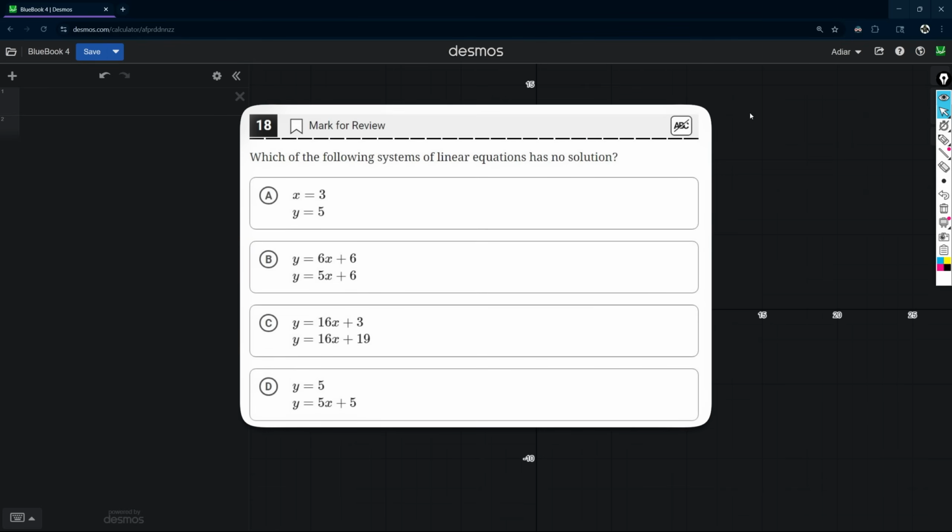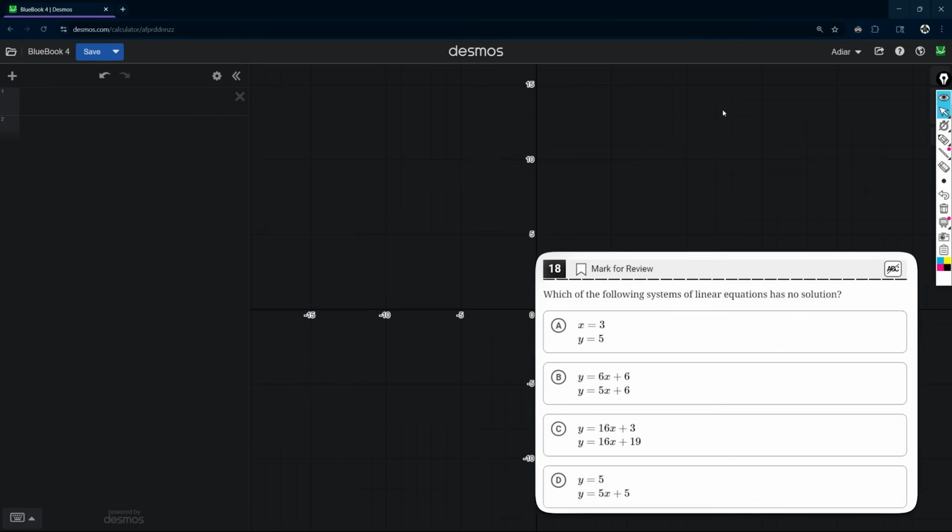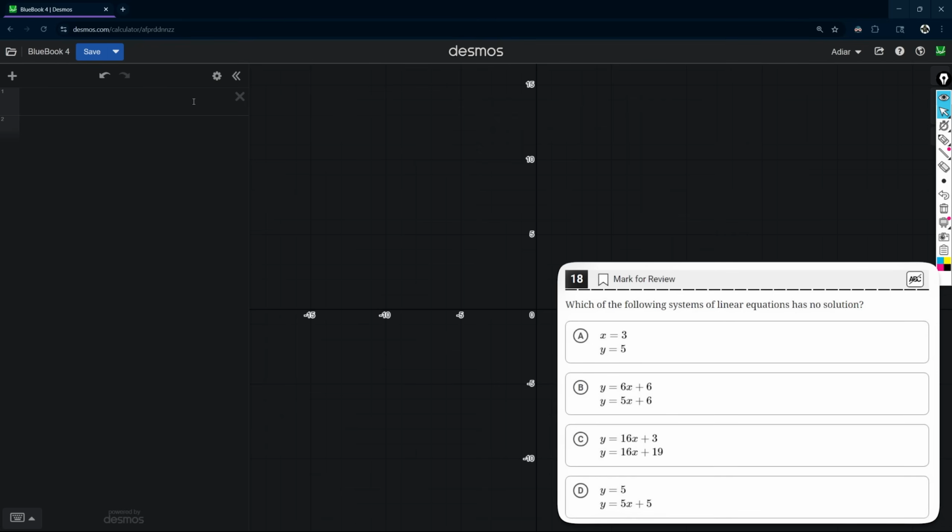Question 18 says, which of the following systems of linear equations has no solution? So when you have no solution, that means the lines are parallel. Parallel lines have the same slope. So really what the question is asking is, which of these linear equations has the same slope? And do we really need to graph it?